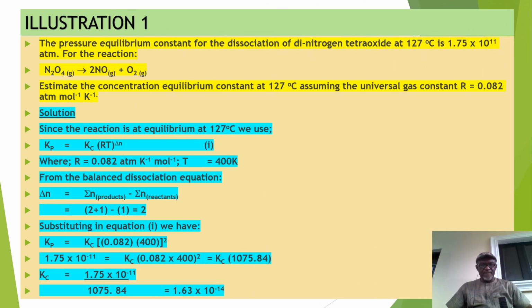Another illustration: we're using Kp equal to Kc (RT)^delta n. So we'll substitute all that is given. Just pause the video, look at the solution, and whatever you don't understand, put up a question and we'll go through it.